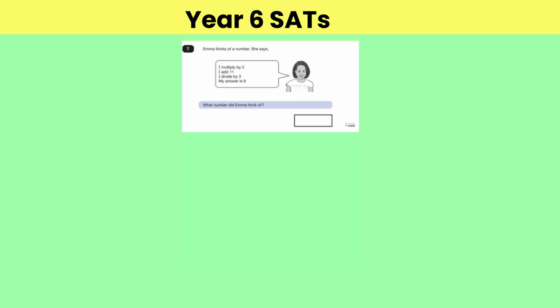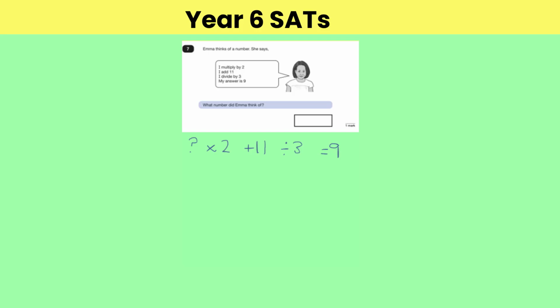Question 7, Emma thinks of a number. She says, I multiply by 2, I add 11, I divide by 3, my answer is 9. What number did Emma think of? This is quite a common style of question in the SATs. I would always express this algebraically and then work backwards. So I'm going to put a question mark to represent the number she thought of, because that's what we want to find. She multiplies by 2, she adds 11, and she divides by 3, and she ends up with 9.